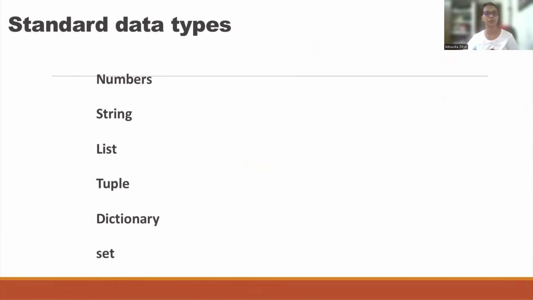Now coming to the data types. The standard data types which are allowed in Python are number, string, list, tuple, dictionary, and set. We will discuss each of these in our future sessions, because for list, tuple, dictionary, and set, we have a separate chapter for each. But these are the basic data types which are allowed in Python. So let's see one by one.